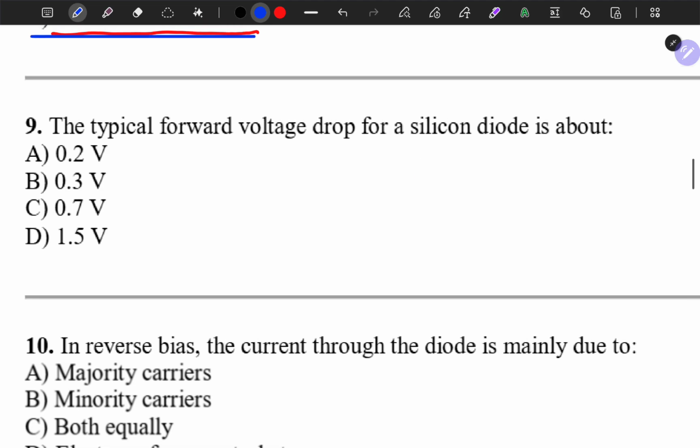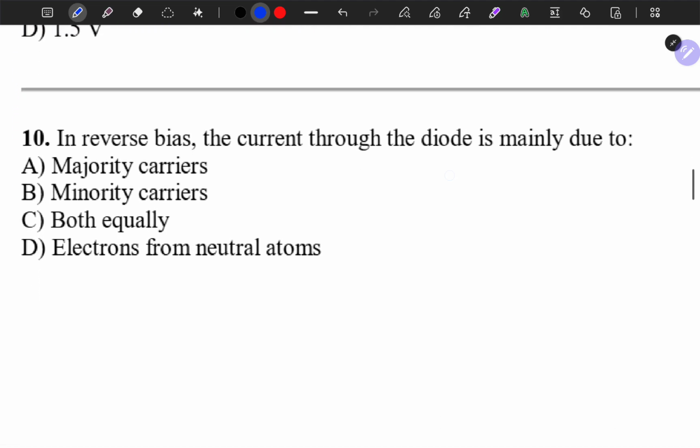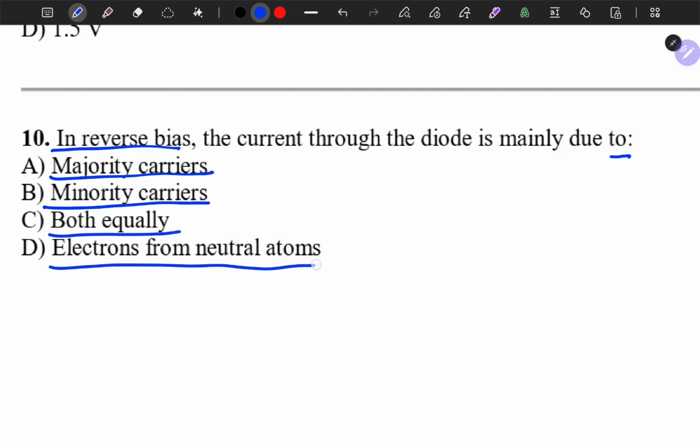In the 9th question, the typical forward voltage drop of a silicon diode is about 0.7 volt. These are normally technical numerical values, and for germanium it is 0.3 volts. In reverse bias, the current through the diode is mainly due to majority charge carriers, minority charge carriers, both equally, or electrons from neutral atoms. This is actually by the minority charge carriers. This is the reverse current, and option B is the correct one.